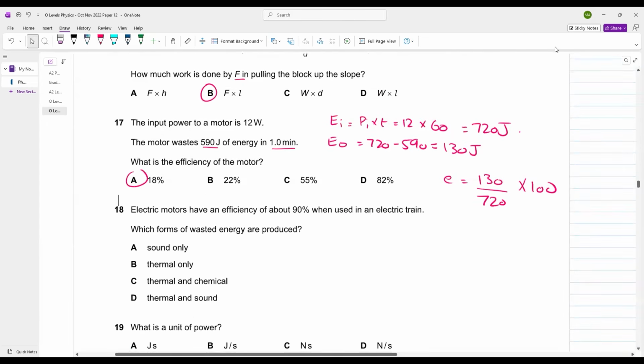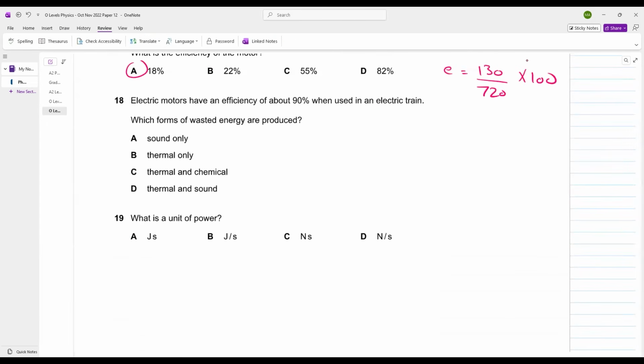Nothing complicated here. Electrical motors have an efficiency of about 90% when used in an electric train. Which form of wasted energies are produced? Which form of wasted energy will be produced in an electric train? Obviously, thermal energy will be produced as waste energy. Sound energy will also be produced as waste energy. D is your answer.